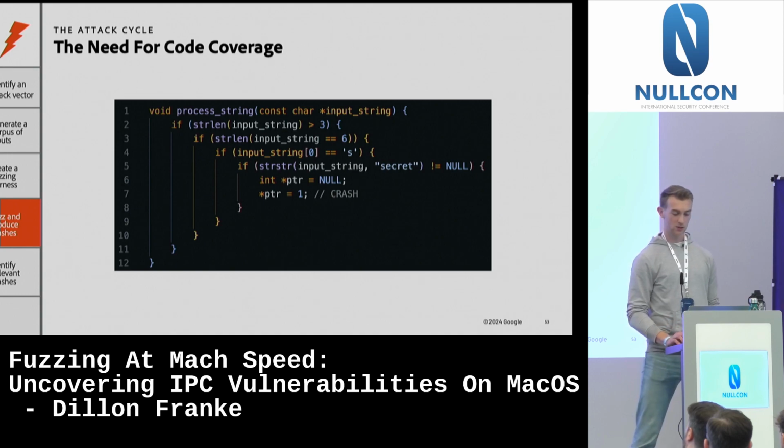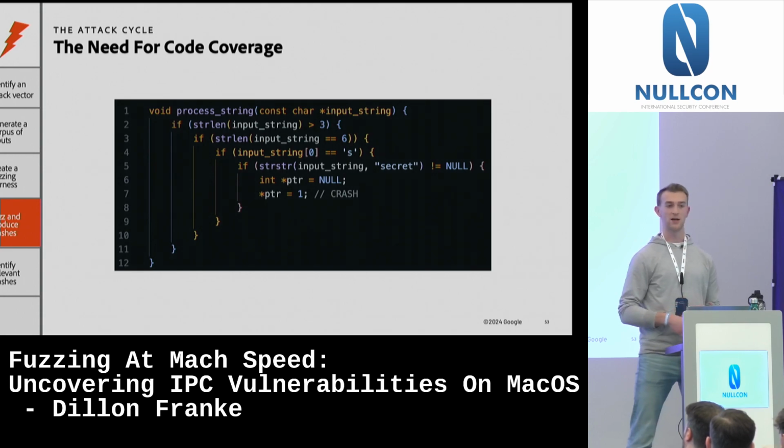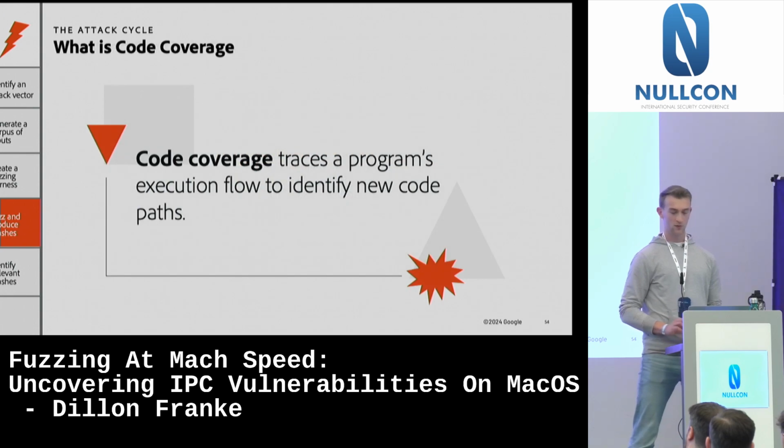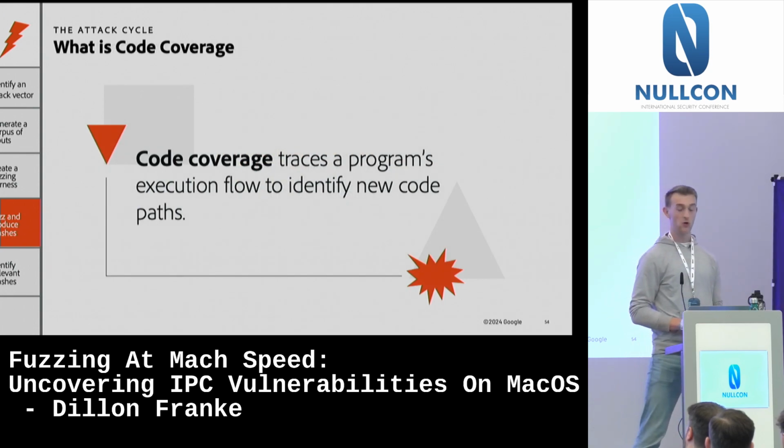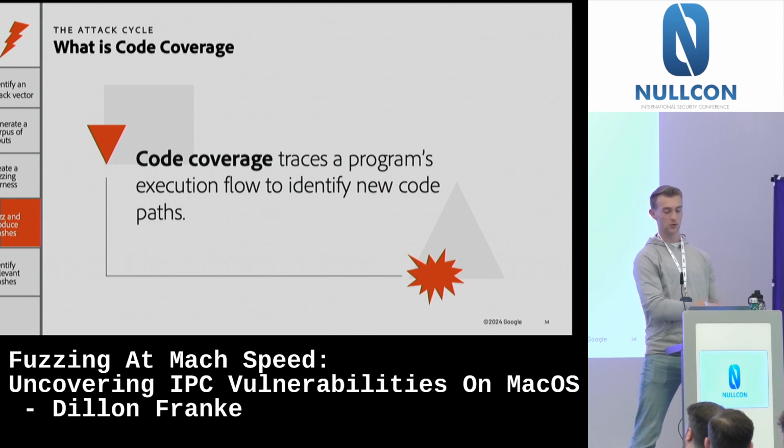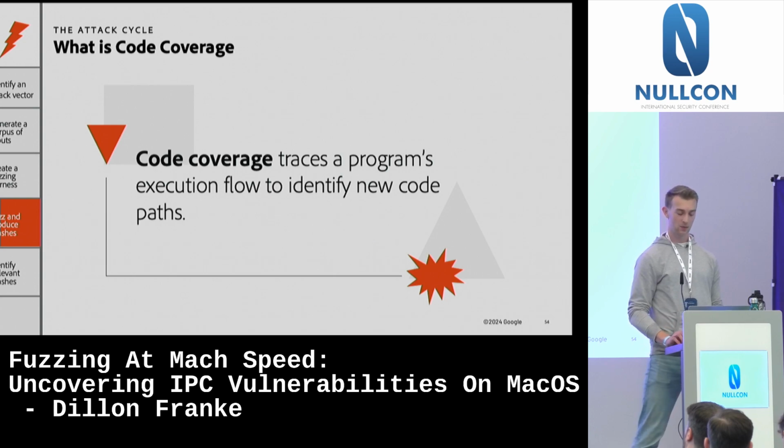But if we're just fuzzing off of a set amount of inputs, we might not even know that we're getting past maybe the first couple of if conditions and getting closer to that crash condition. There's really no feedback for our fuzzer to be able to know that it's traversing those conditional blocks. So for that reason, there's this notion of code coverage. And this is essentially instrumentation that traces a program's execution flow to identify new code paths.